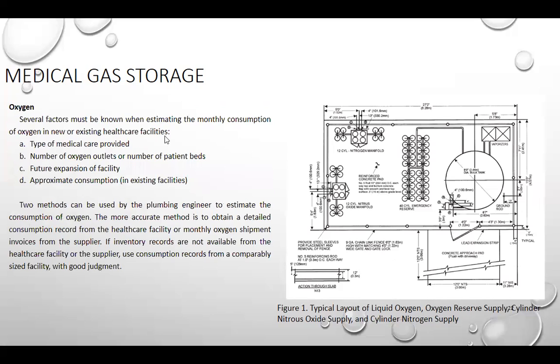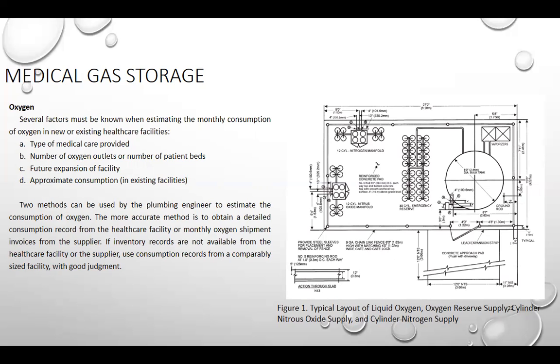So oxygen. Several factors must be known when estimating the monthly consumption of oxygen in new or existing healthcare facilities. A, the type of medical care provided. B, number of oxygen outlets or number of patient beds. C, future expansion of facility. D, approximate consumption in existing facilities. So two methods can be used by the plumbing engineer to estimate the consumption of oxygen.